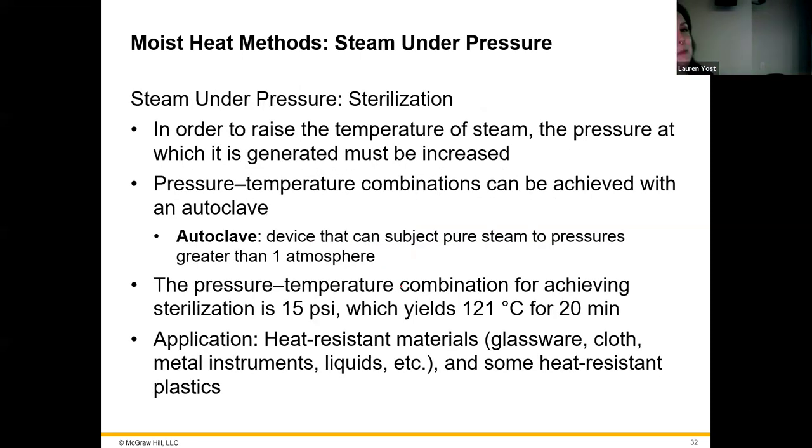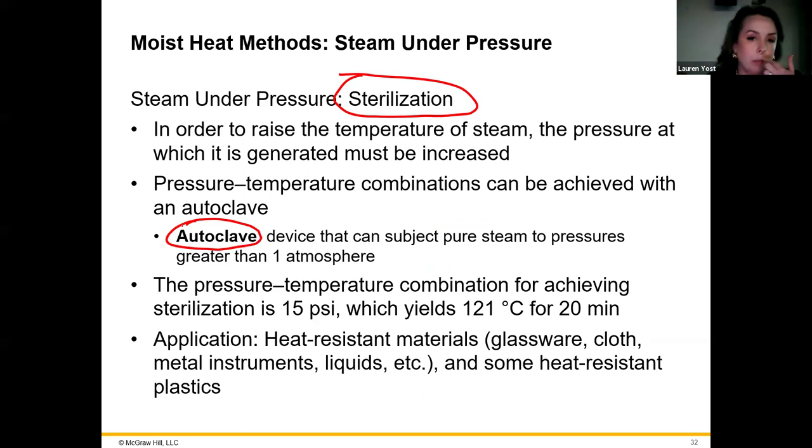Okay. Moist heat methods. Now we're talking about steam under pressure. Now we can achieve sterilization. Now we're adding that pressure in there, we can get that higher temperature. And adding in that moisture helps to coagulate as well as denature the proteins. So what we do is we have this device called an autoclave. If you guys have heard me talk about it, probably have, and I will continue probably to talk about it, but these are in every hospital everywhere.